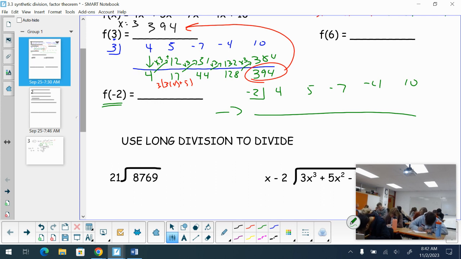Once again, the issue we start running into with our calculator is when we substitute those negatives in, sometimes we forget to put our parentheses around the negatives. And you have negative 2 squared comes down to negative 4 for you, where it should come down to a positive 4.